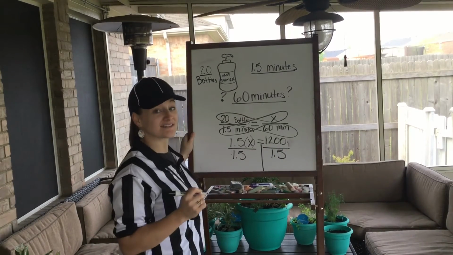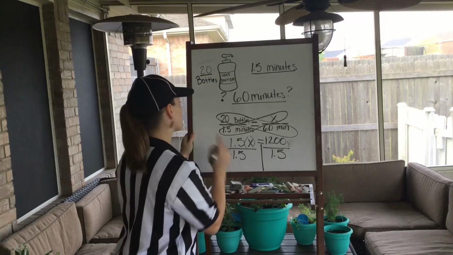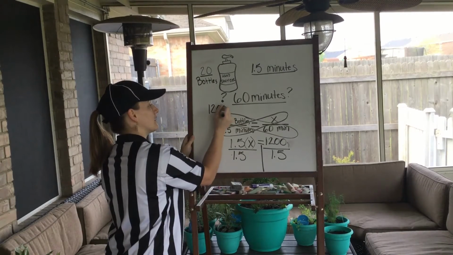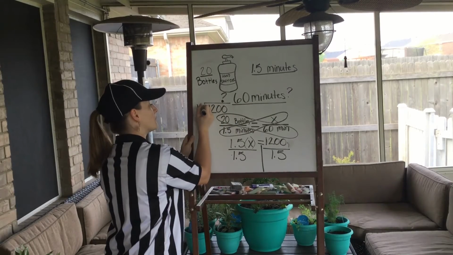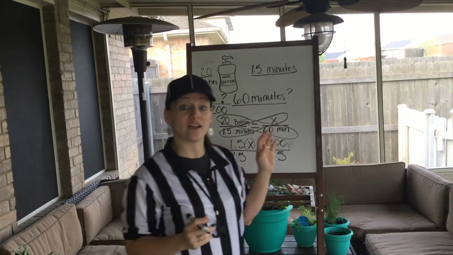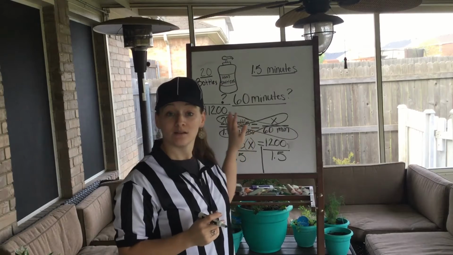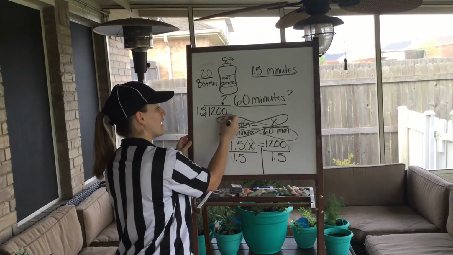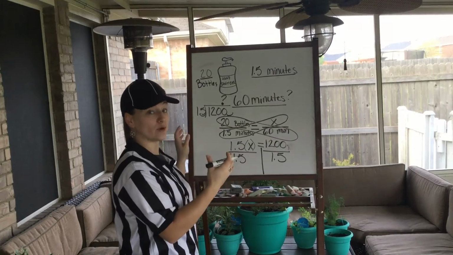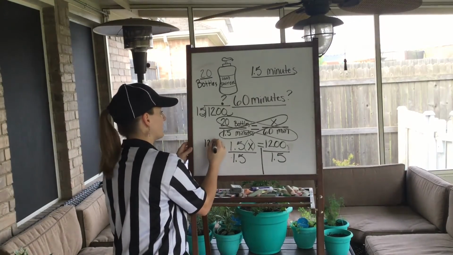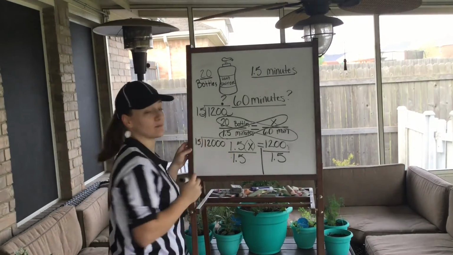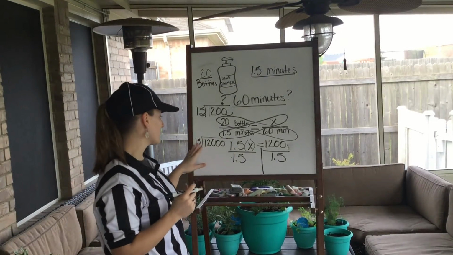Now this is where the math gets a little bit tricky. So we're going to go off to the side, and we're going to do 1,200 divided by 1.5. Now then, we can't divide with a decimal. So we're going to move this decimal over, and we're going to move that to add a 0. So we actually have 12,000 divided by 15. And now we can do our math.